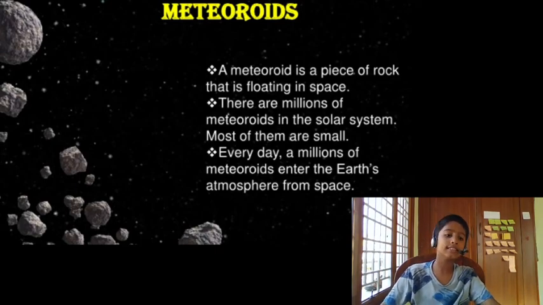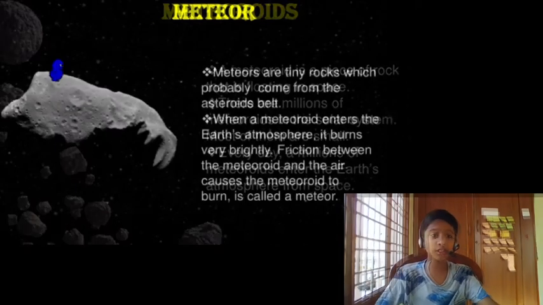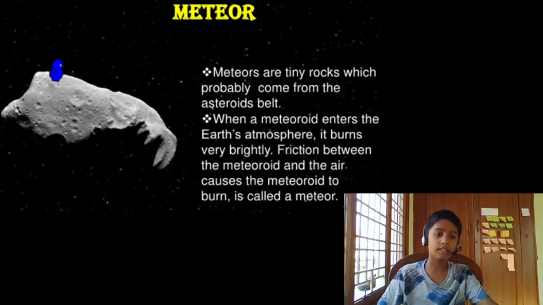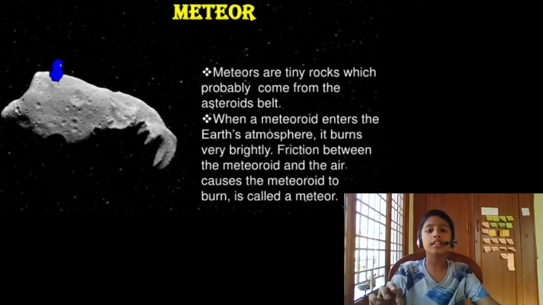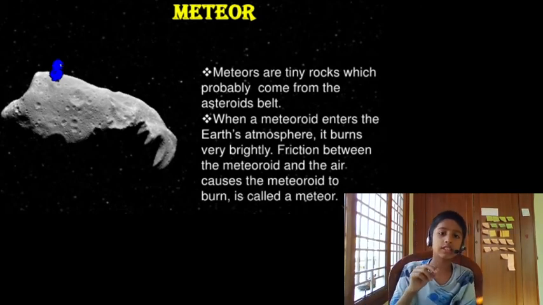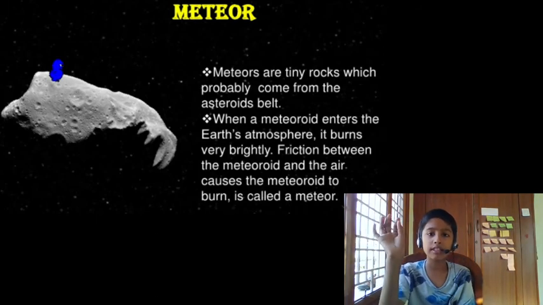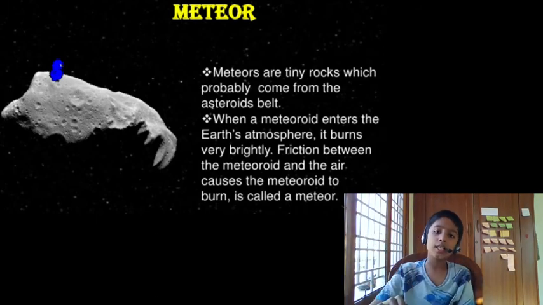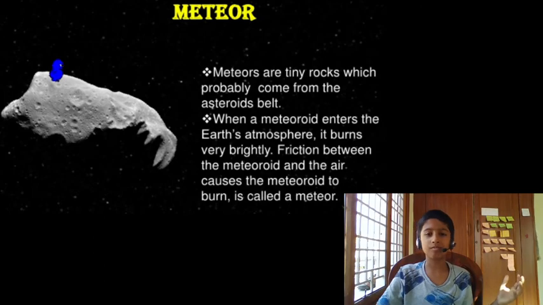And the next thing is meteors. Meteors are tiny rocks which probably come from the asteroid belt. When a meteoroid enters the Earth's atmosphere, it burns very brightly. Friction between the meteoroid and the air causes it to burn. It is called a meteor. So I think you have understood this.